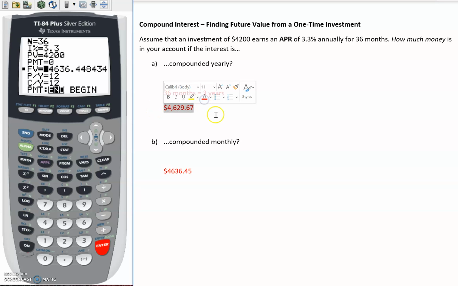So these values are reasonably close, but one thing that we're going to see is that the more often you compound, the better that is. So compounding monthly, right, every month versus every year, compounding monthly is better for us. We have about $7 more in our account.